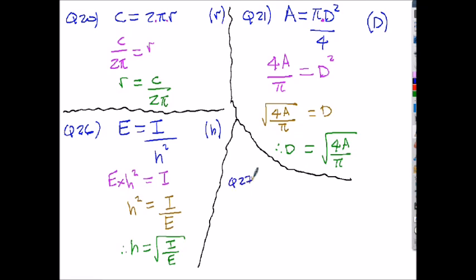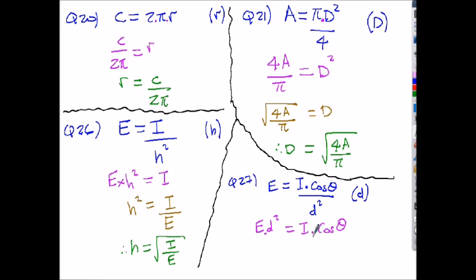Question 27, given the equation e is equal to I multiplied by cos of angle theta, and that's all divided by d squared. In this case I want to make little d the subject of the equation, so I need to get d on the top line. So my first step here will be to multiply both sides by the d squared. So e multiplied by d squared is equal to the I multiplied by the cos of theta on the right hand side, and divide both sides by e on the next line.